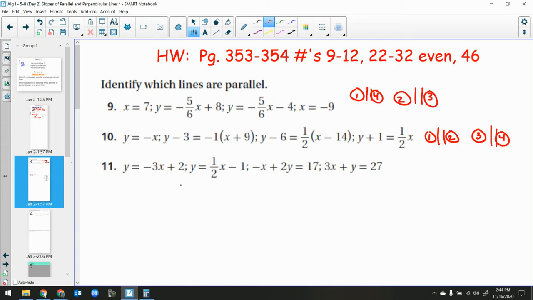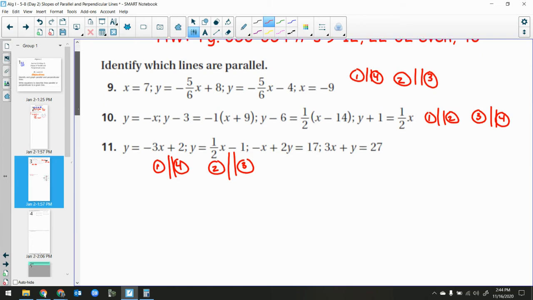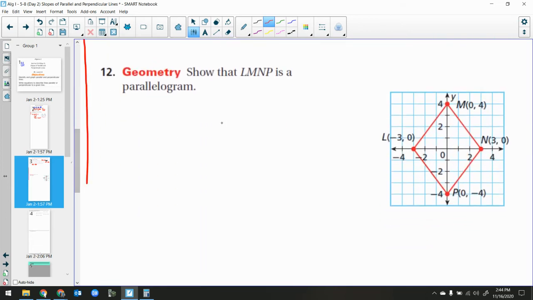And number 11 here, equation 1 is indeed parallel to equation 4, and equation 2 is indeed parallel to equation 3. Okay, so check your answers there. Number 12, show that it's a parallelogram.